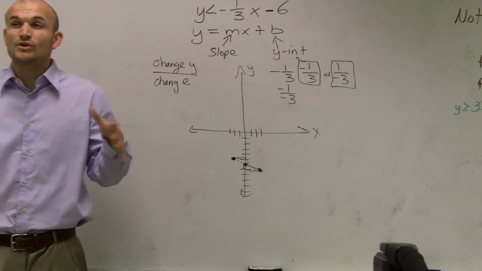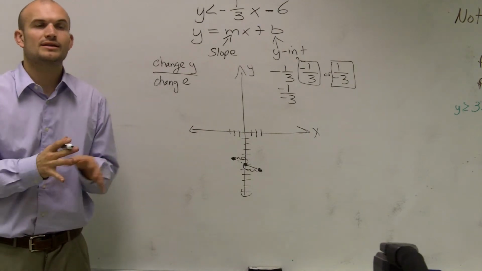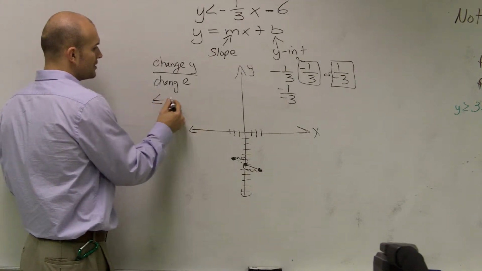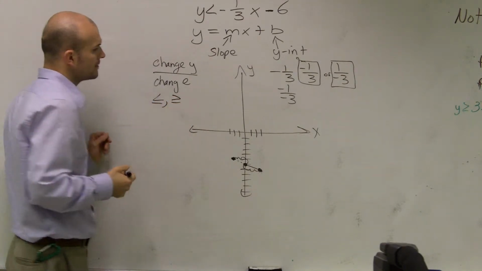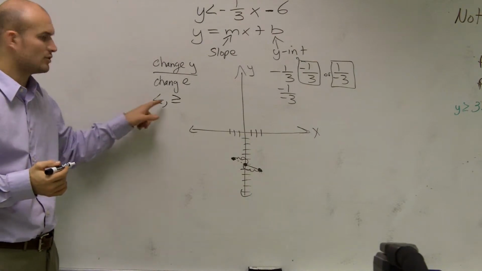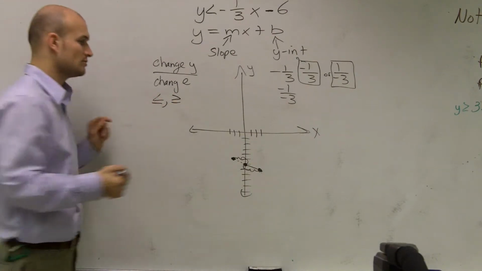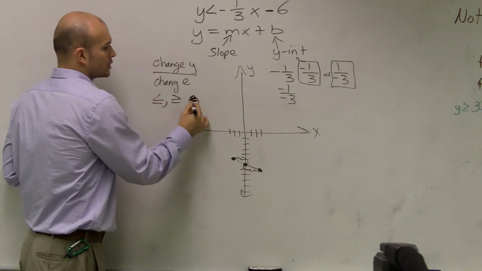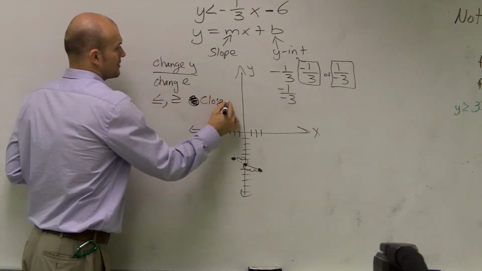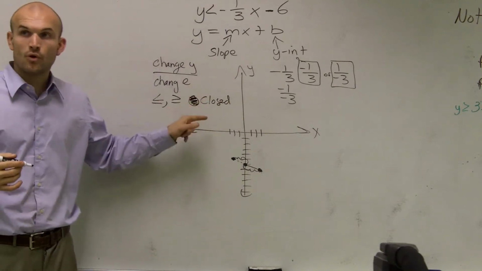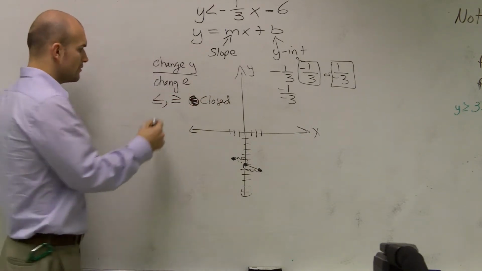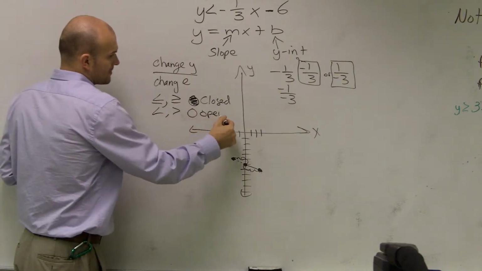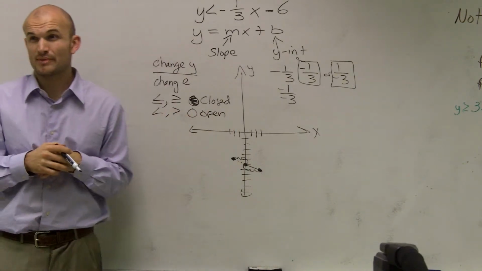But before you connect your points with the line, we need to determine what type of line. You should remember from one-variable inequalities, when we had a greater than or equal to, or less than or equal to, we had what we call a closed dot, because at that point our inequality was true. And when we had a less than or a greater than, we had what we call an open dot. You guys remember that?